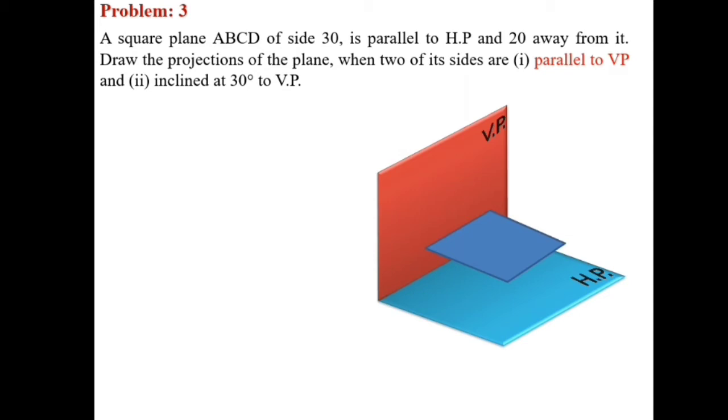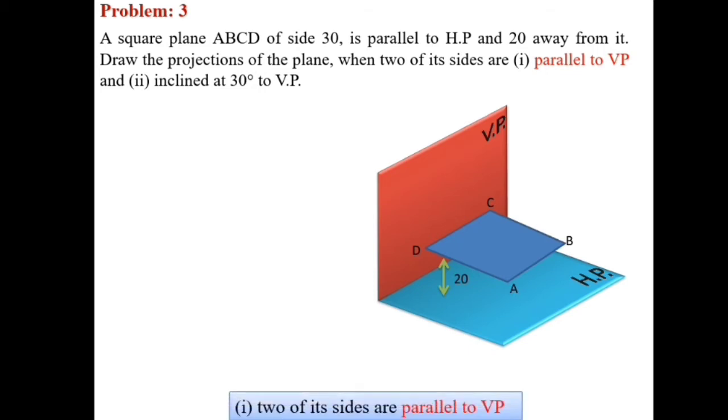Now you see this figure of the square plane. It is 20 mm above the HP plane, and any two of its sides are parallel to VP. So here AB and CD, these two sides, are parallel to VP. Now you can draw the 2D diagram, the XY reference line, and you will get the true shape from the top view square.